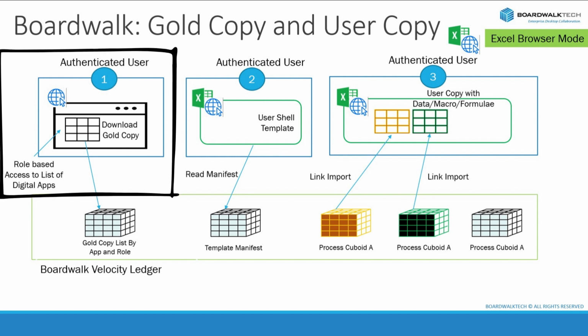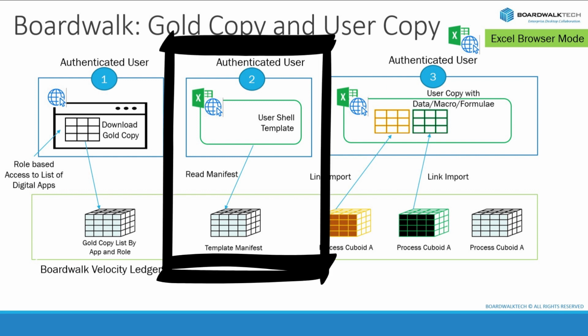Using the portal provided, users start by logging into the portal. On successful authentication, users gain access to a list of applications within their permission scope. Subsequently, they can select the desired application, click to initiate the download of the gold copy from the portal, and save it to their local system. Users then open this saved user copy of the application. Please note that there is no data in the downloaded Excel file, it is a blank copy of the application. We will reference this as the user shell template.